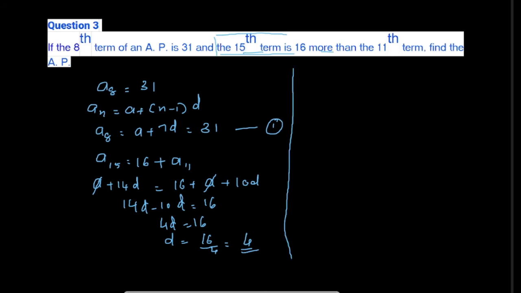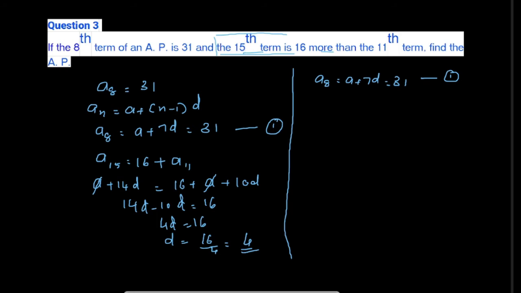Now after getting D, we have to find out A. How can we calculate A? We are given one equation, that is A8. A8 we are given in the question. A8 is equal to A plus 7D is equal to 31, right? So after getting D, we can substitute this D in this equation 1.